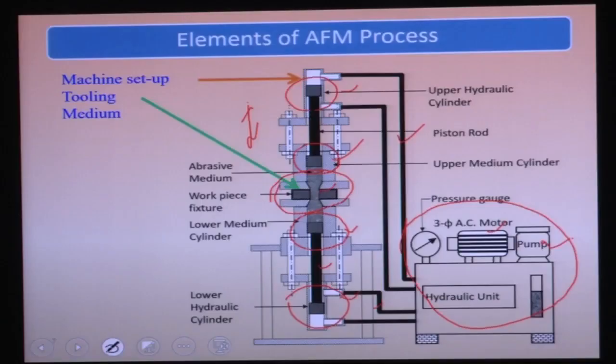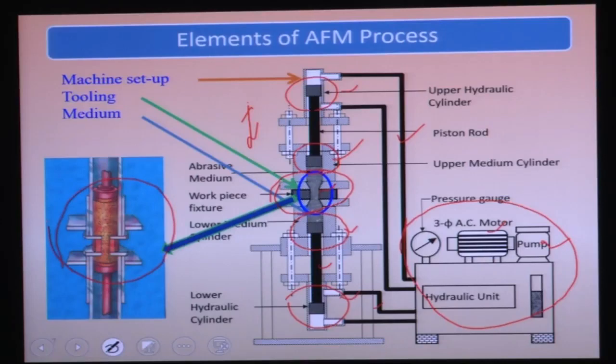This is a tooling medium. Here the tool is there, so tooling medium, and this is the media here. Media is flowing from the top media cylinder to the bottom media cylinder and from the bottom media cylinder to the top media cylinder. These two media pistons are restricting it like this, and in between, the abrasive media flows from top to bottom and back. While flowing, it removes the surface undulations from the workpiece surface. This is the fixture zone where you can see how this machining is going on.